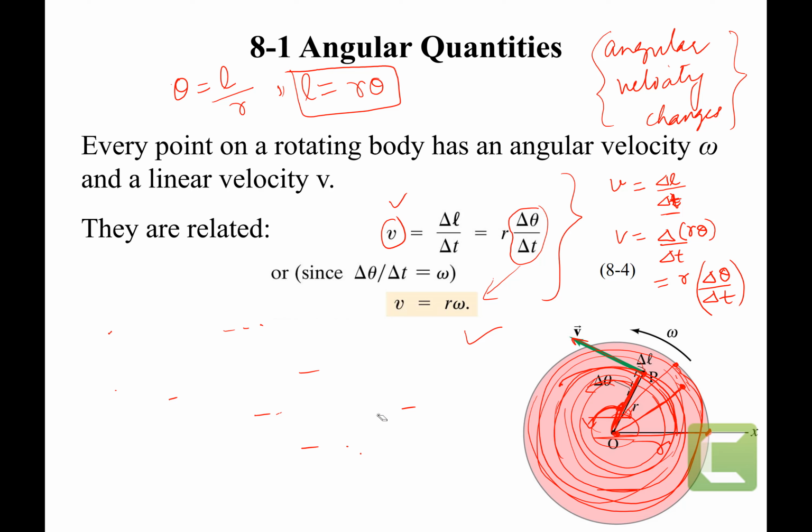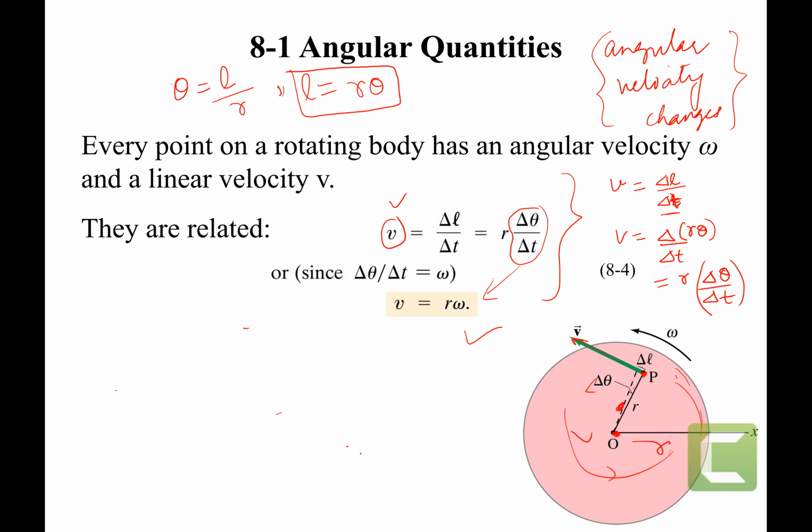So linear velocity is always tangential to the circle, and omega is always going in the same direction as the rotation of this disk, right? So basically, V represents linear velocity and omega represents angular velocity, and there's a relationship between the two through the radius or through the position where it is.